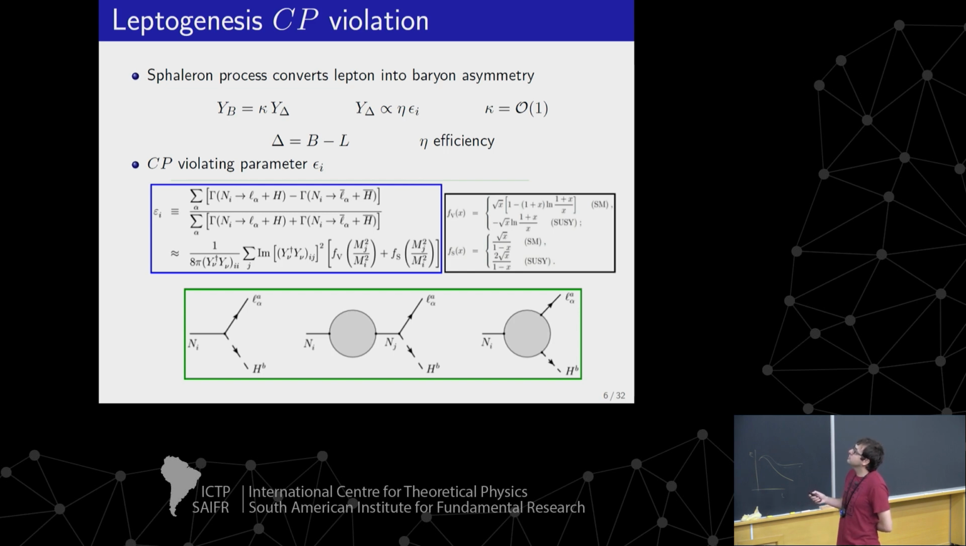In fact, you can compute this CP violating parameter epsilon_i. When you have the decay of N into LH and the decay of N into L bar H bar, the difference divided by the sum is not zero. And this is proportional to the imaginary part of the fourth power of the Yukawa coupling. When you do the complete computation, there is some function of the masses: the ratio between the particle in the loop, the massive neutrino in the loop, and the external particle that is decaying. Here you think of having more than one, where i is bigger than one. So you can think of having three heavy right-handed neutrinos, for example.